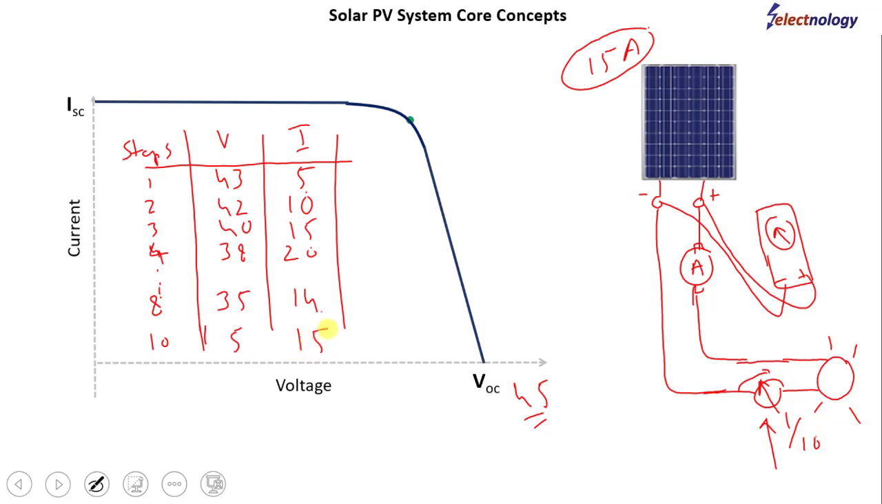Now we have to draw a graph between voltage and current, taking these values. If this is 0, this is the graph for voltage, which is the x-axis, and this is the y-axis for the current. Assuming the x-axis is from 0 to 45, and on the y-axis we have from 0 to 15 amperes.